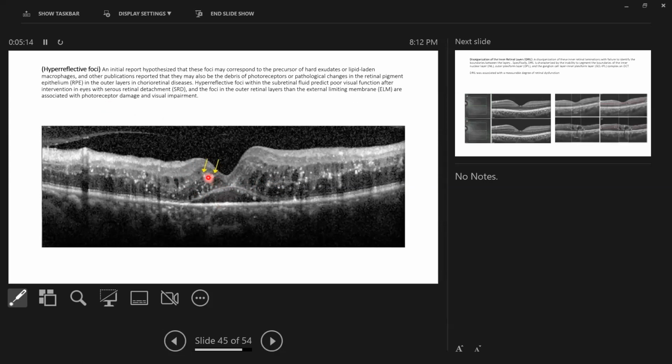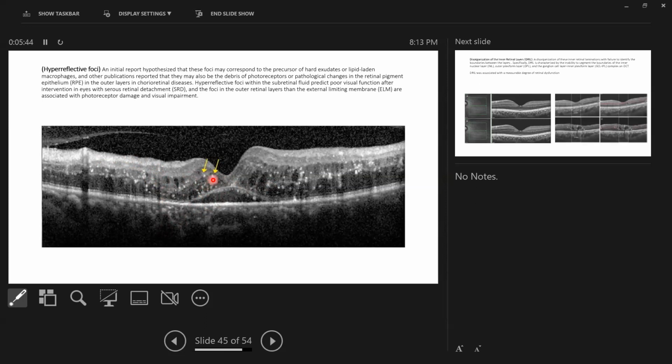Hyperreflective foci are hyperreflective lesions, less than 40 micrometers in diameter, having reflectivity similar to the nerve fiber layer. They are found in the inner layers of the retina and also in the outer retinal layers, and they are not casting a back shadow. So they are not like the exudate. For example, this is an exudate because it's casting a shadow. This is a hyperreflective foci, not casting a shadow.